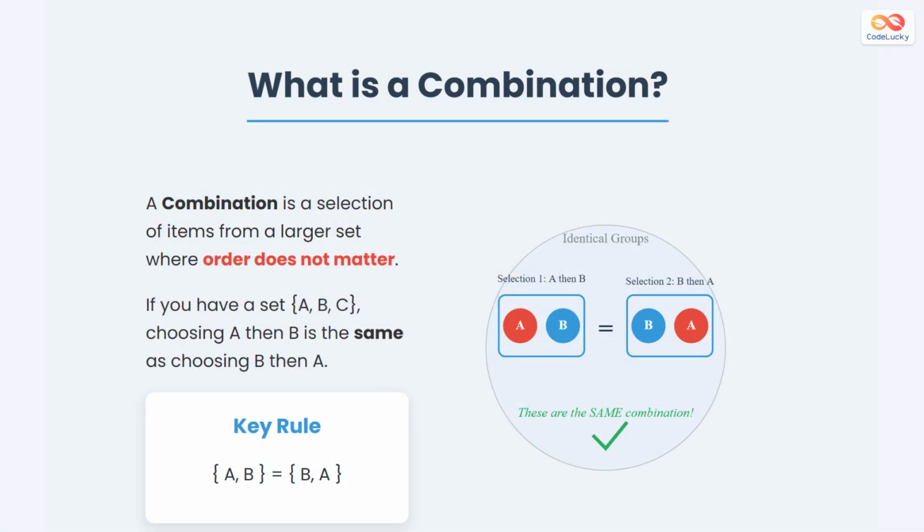So, what exactly is a combination? Simply put, it is a selection of items from a larger set where the order in which you pick them is irrelevant. Think about it like this. If you have a group of letters, A, B, and C, choosing A then B is exactly the same as choosing B, then A. They both result in the same pair of letters in your hand. In combinations, these are considered identical.